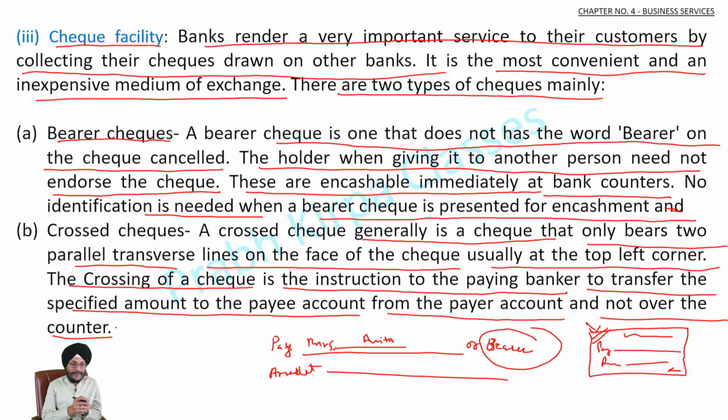It means that when a particular leaflet of the checkbook, a particular check, has two lines mentioned, we cross the check, then the bank will not make the payment to the holder of the check on the counter. The said payment will go into the account of the person whose name is written here.